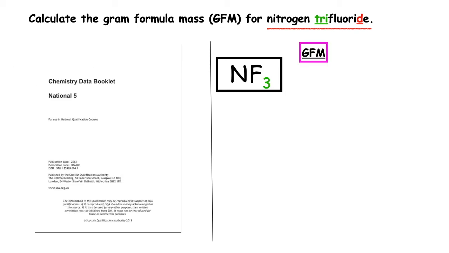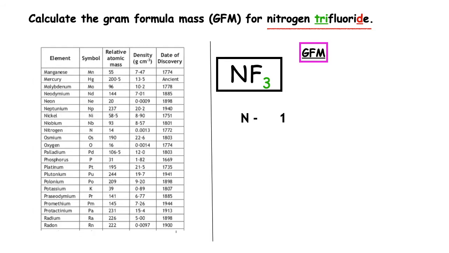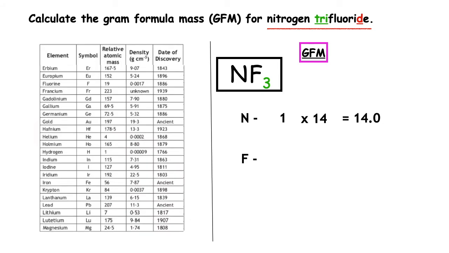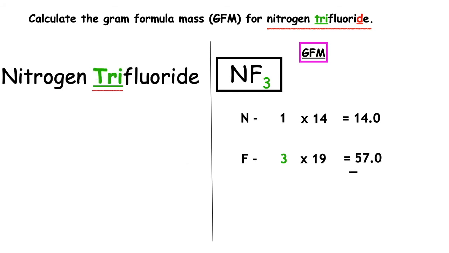How many nitrogens do we have in the formula? We have 1. Using page 7, we can see that the relative atomic mass is 14. 1 times 14 equals 14. Fluorine, the chemical symbol is F. How many do we have? We've got 3. Using page 7, we look up the relative atomic mass, which is 19. 3 times 19 equals 57. When we add these two values up, we get a gram formula mass of 71 grams.